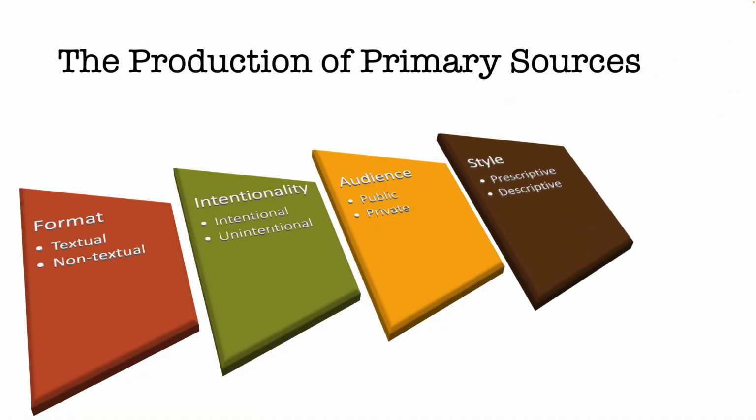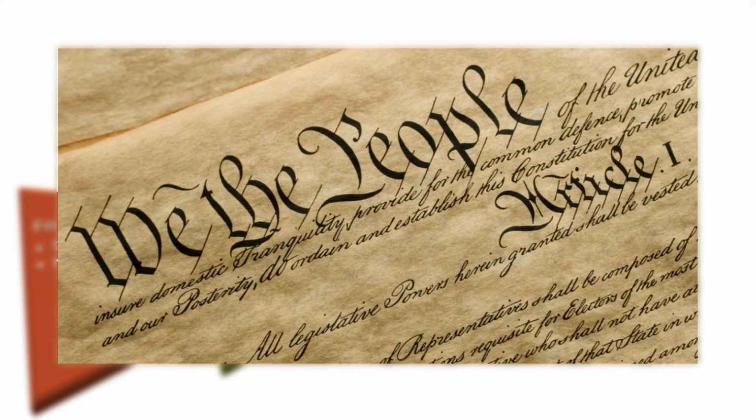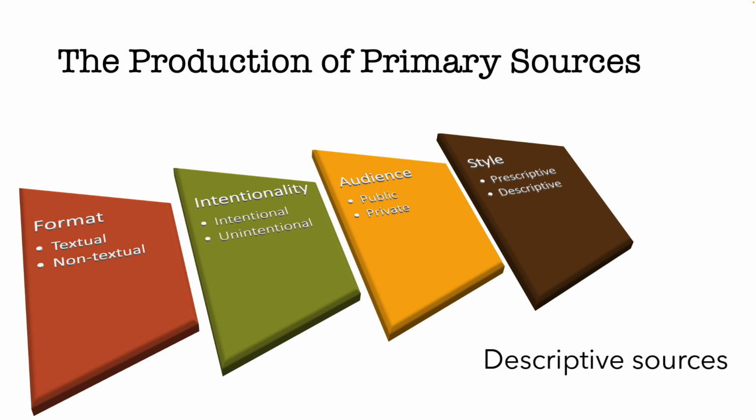Fourth, we can look at the style of the primary source. This one's a little confusing, but I'll try to explain. Some primary sources, especially textual ones, are created to be prescriptive, meaning they are created to produce some sort of reality that doesn't already exist. I'm going to go into more detail on this later, but you might think of a law. A law is a primary source that does not describe what's going on at the time, but instead is intended to alter reality, to alter what people do and how people behave. Descriptive sources, on the other hand, are intended to reflect the reality of the moment.